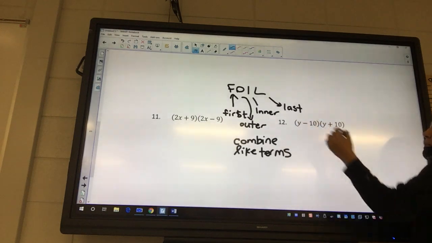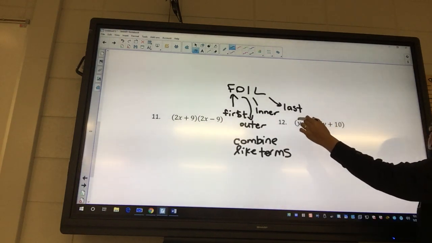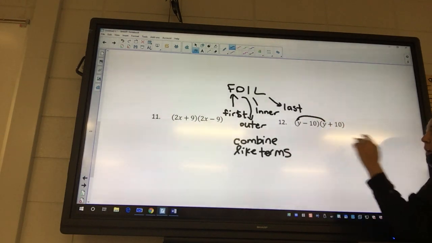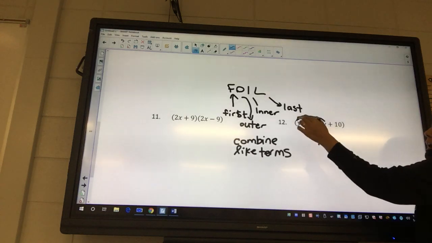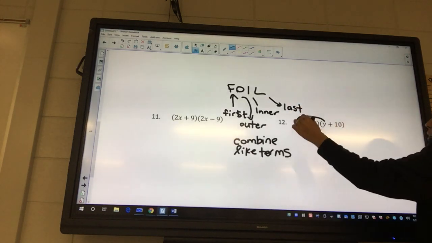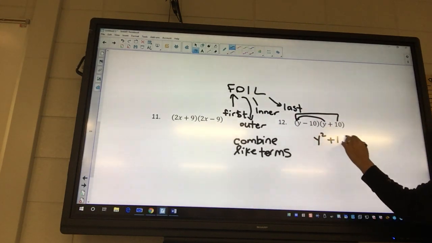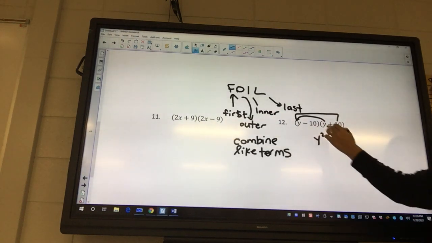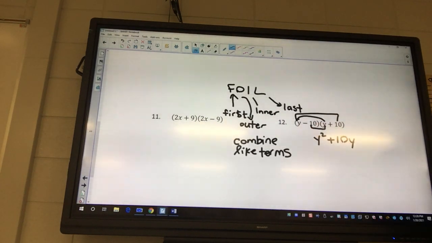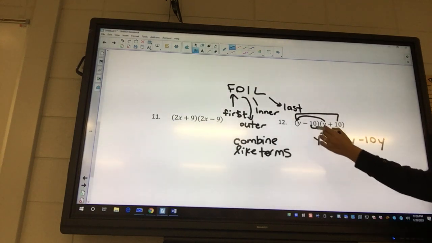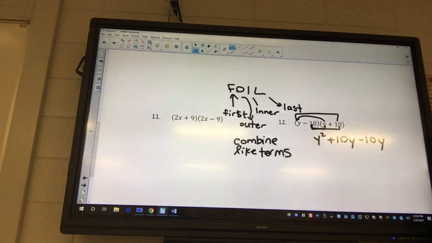So if we multiply the first, and this is what they mean, the first term in this one and the first term in this one, y times y is going to be y squared. The outer two on the outside, so you've got this one times this one. So y times 10 is going to give you 10y. The inner two is going to be -10 times y. You always use the sign in front, okay? It's going to give you -10y. And then the last two, negative 10 times positive 10 is going to give you negative 100.